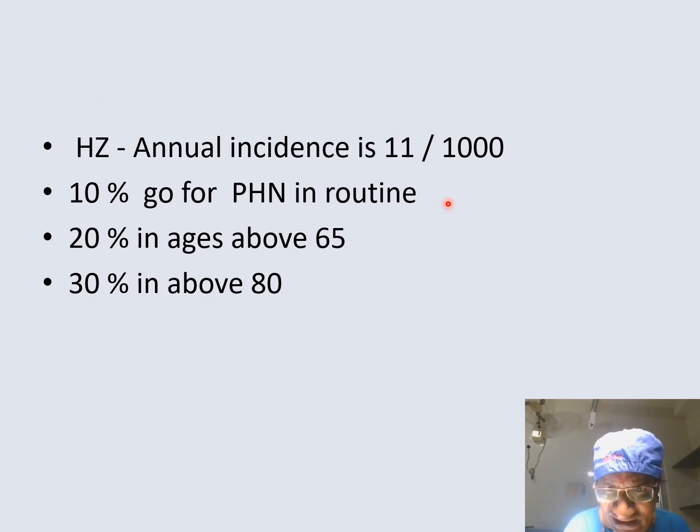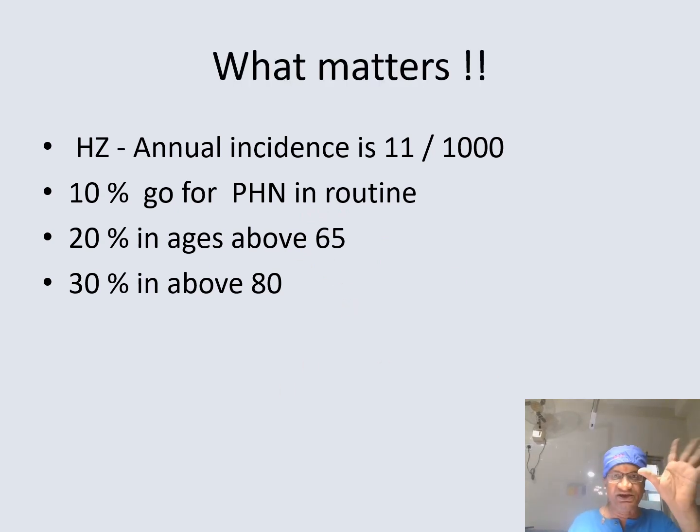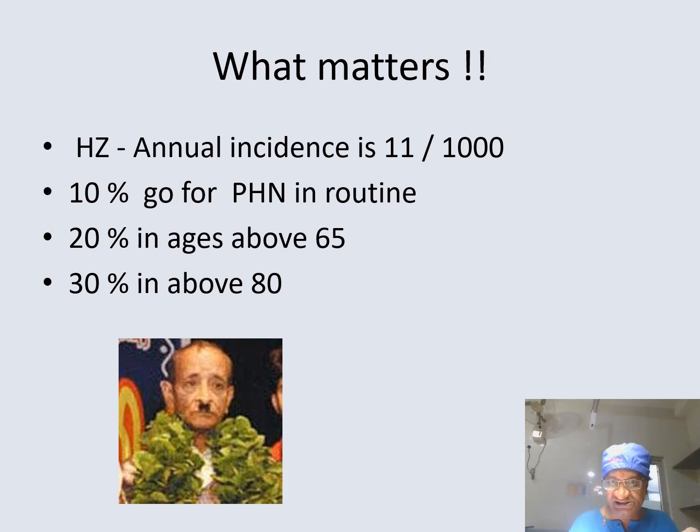So herpes zoster, the annual incidence is 11 per 1,000, high incidence. That is what I wanted to emphasize here. Post-herpetic neuralgia is a common condition and this is not treated aggressively in our place. Patients are in pain for years together. 10% go into PHN, 20% at age 65 and 30% above the age of 80. So what matters mainly is the age. Number 2, there is an immune compromise. These two things make a reactivation of the herpes zoster and make them prone to post-herpetic neuralgia.